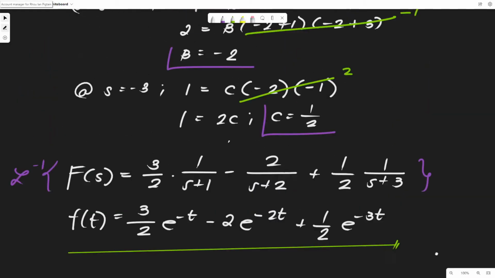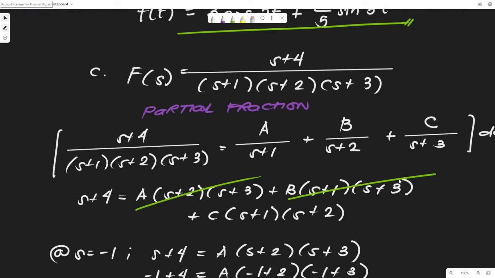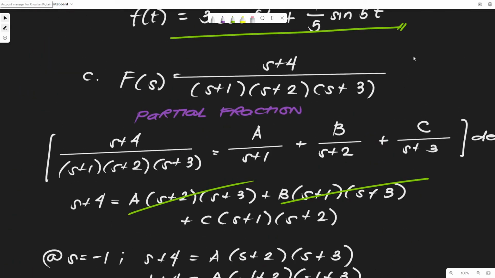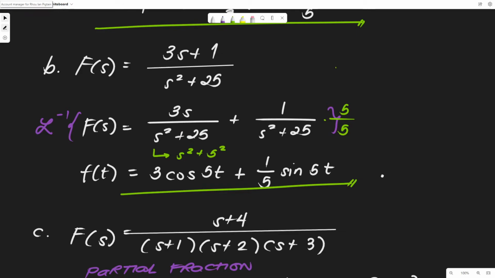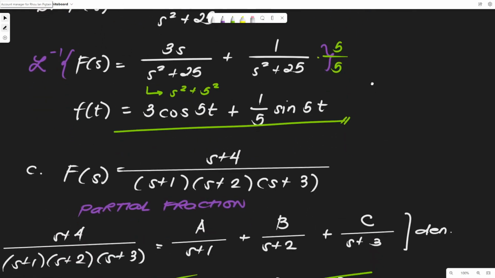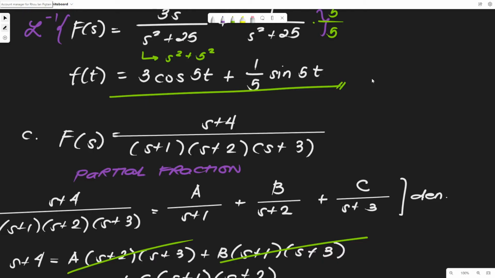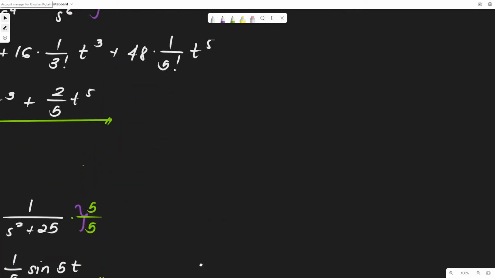yung kanina natin. F of s is equal to s plus 4 over s plus 1 times s plus 2 times s plus 3. Times pala, sorry. Times s plus 3. Ayan. So, yeah, basically, that's it. That's for the properties of Laplace transform and inverse Laplace transform. So, as a practice problem, you can try this on your own.